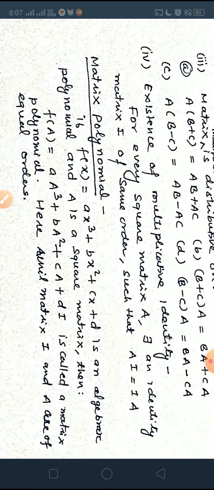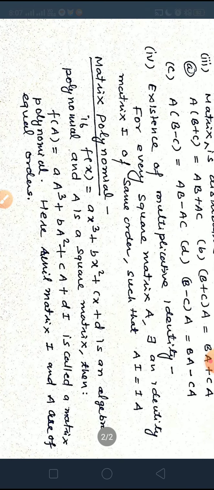Now, matrix polynomial. There are certain questions in the exercise to find a function of A, where A is a matrix. Many students commit mistakes while solving this. So here is clarity about matrix polynomial. If f(x) is equal to ax cube plus bx square plus cx plus d, an algebraic polynomial, and A is a square matrix, then f(A) is equal to, simply replacing x by A, aA cube plus bA squared plus cA plus dI, which is called a matrix polynomial.